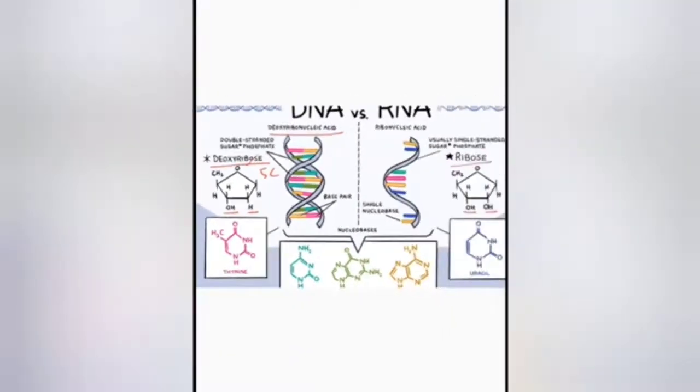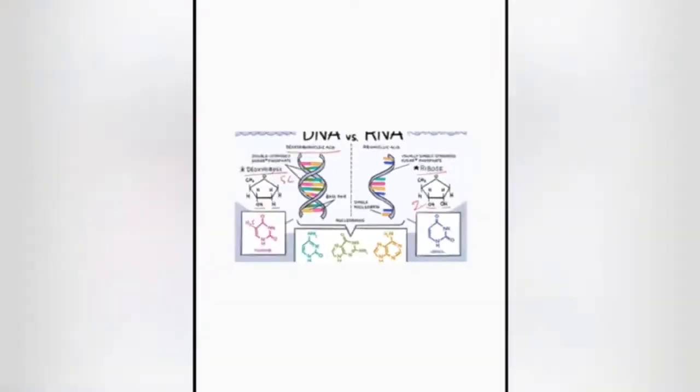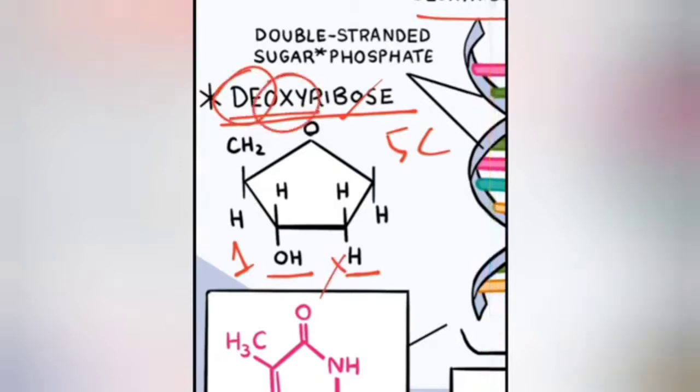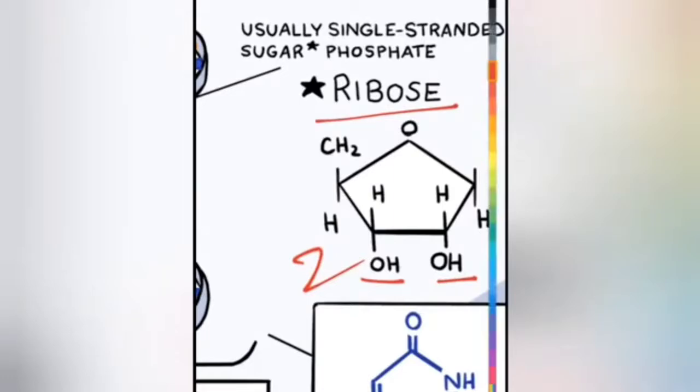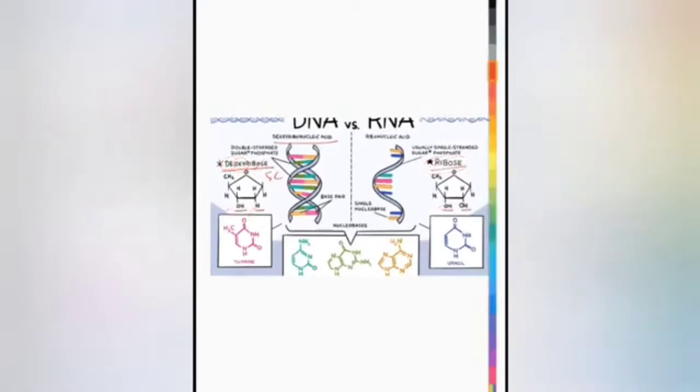So the difference, you can see, is that here there are 2 OH groups, but here there is only one OH group. Thus there is a deficit of one oxygen here; it is not present here. So deoxyribose: de means less, oxy means oxygen. So deoxyribose has one oxygen less than what ribose has. Clear? So this is the difference between the sugar molecules.